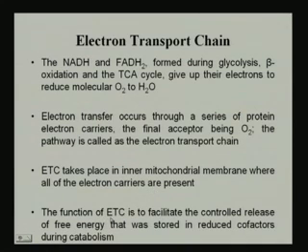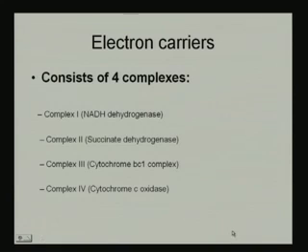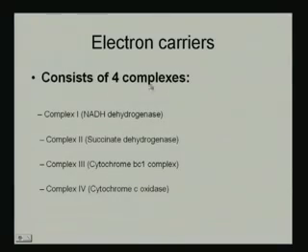The function of the electron transport chain is to facilitate the controlled release of free energy that was stored in reduced cofactors during catabolism. Now, the electron carriers which help to complete this electron transport chain are mainly composed of 4 different complexes: complex 1, complex 2, complex 3 and complex 4.